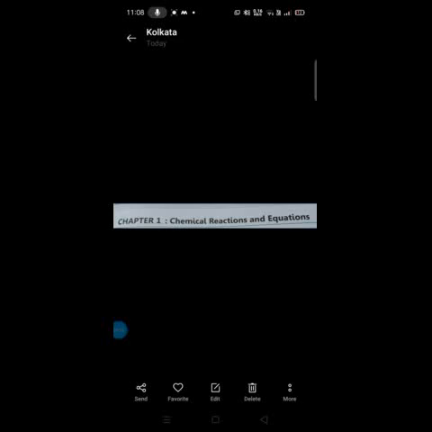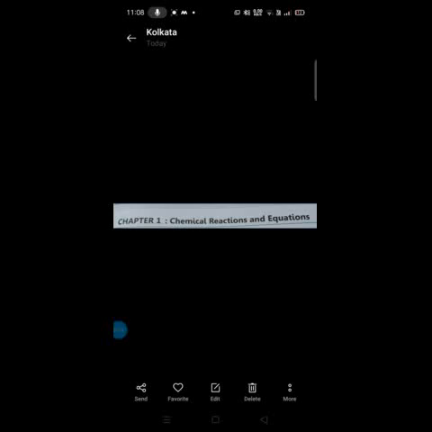So what are reactants? The substances which take part in a chemical reaction are called reactants. Clear? The substances which are formed in a chemical reaction are called products. Reactants, products. Reactants on the left side, products on the right side of a chemical reaction.